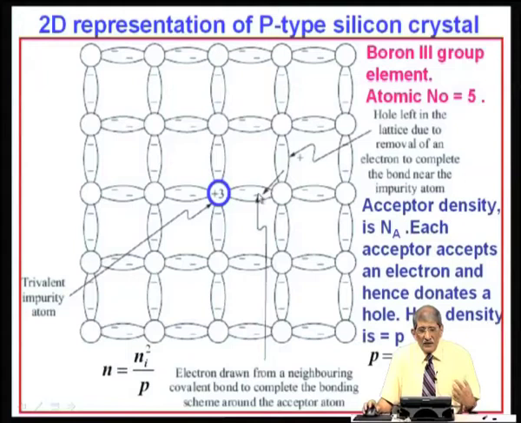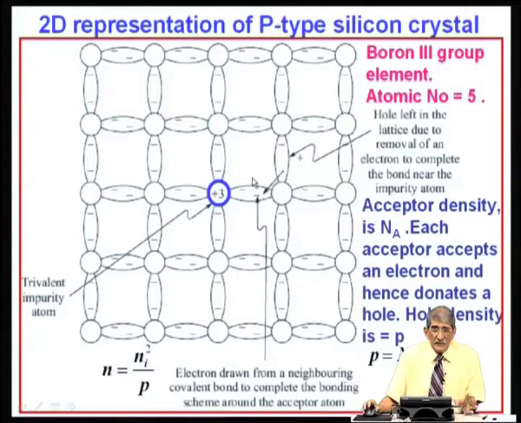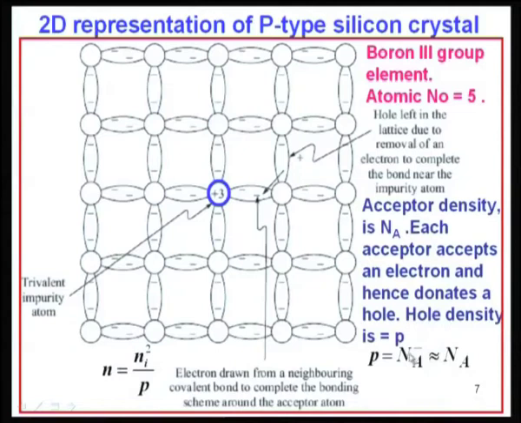And you can see, if I introduce 10 to the power of 15 boron atoms, it introduces 10 to the power of 15 vacancies, that is 10 to the power of 15 plus charges, so 10 to the power of 15 holes per centimeter cubed. So the hole concentration will be equal to the ionized boron, meaning it has accepted an electron, that you have introduced per centimeter cubed.